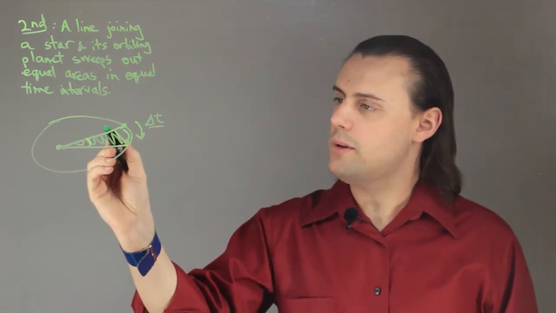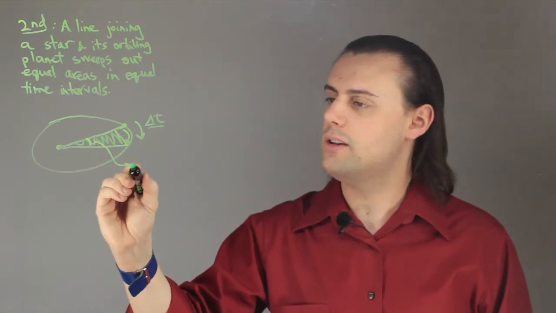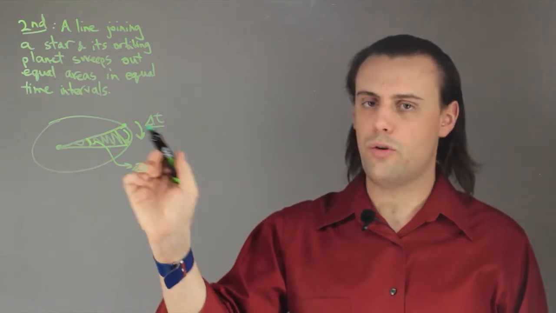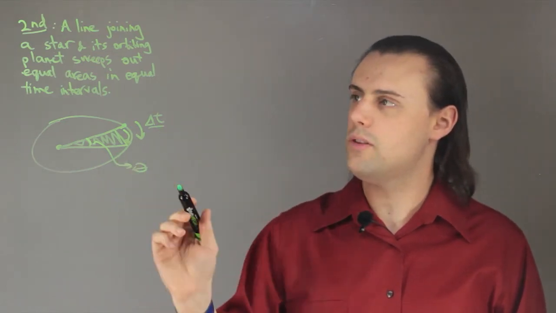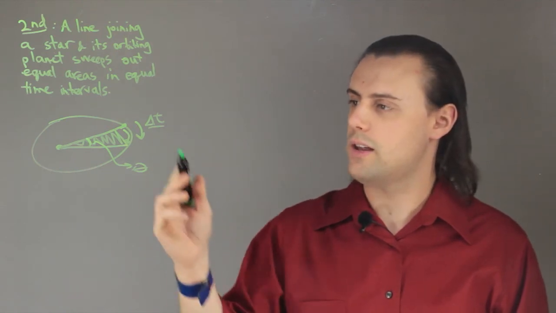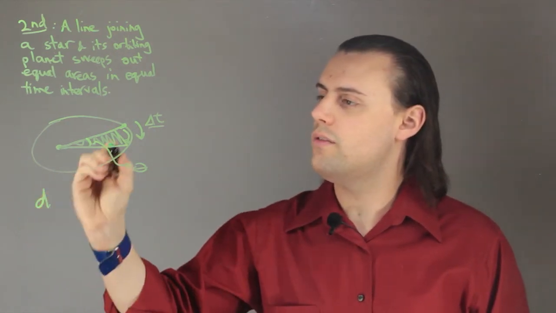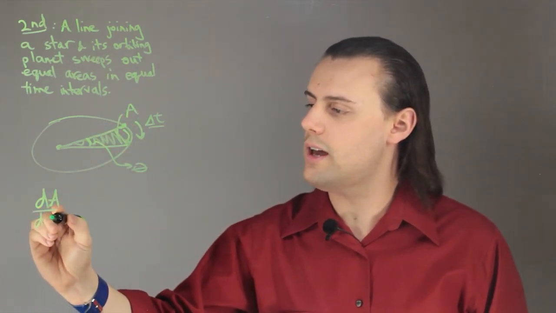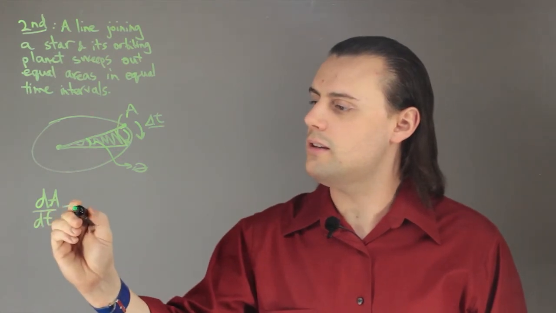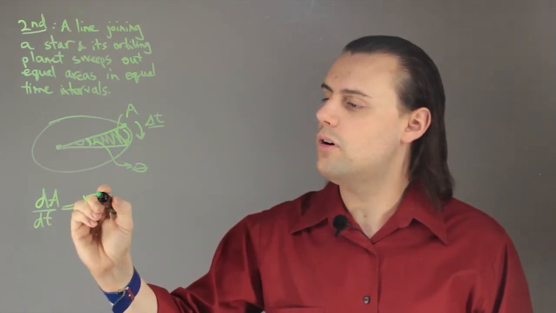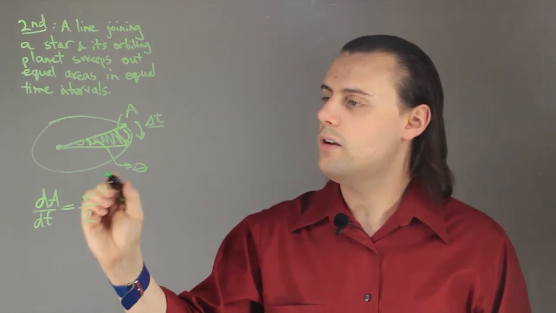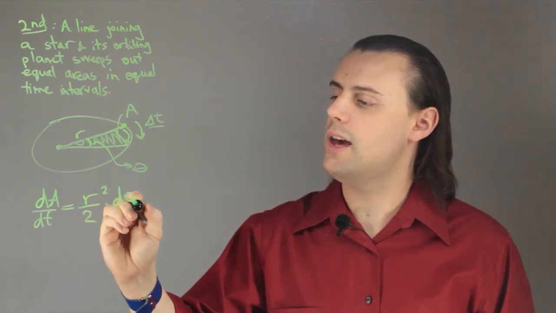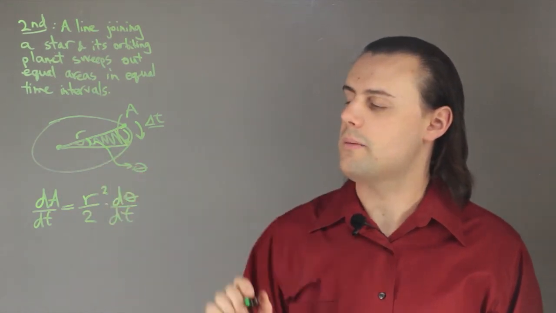And the angle between these two lines is given by theta, and so you can write down a mathematical formula or equation that describes this type of planetary motion and this law. So if this area is equal to A, the change in this area A over time, dA/dt, is going to be equal to r squared over 2, where r is the distance, times the change in the angle with respect to time.